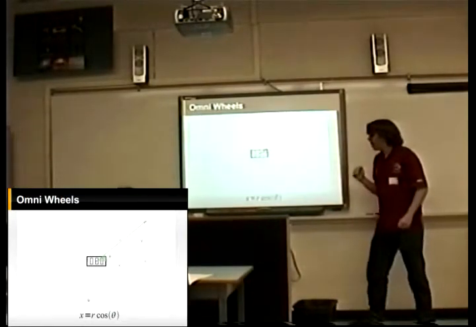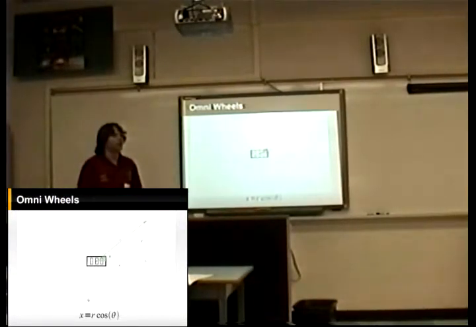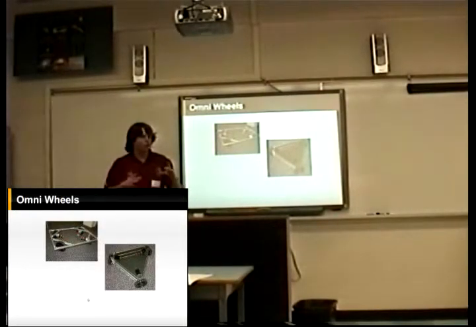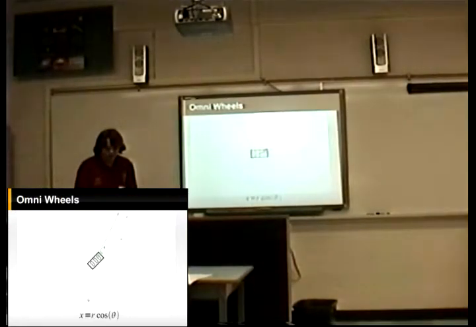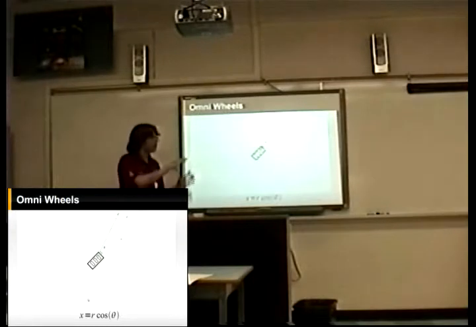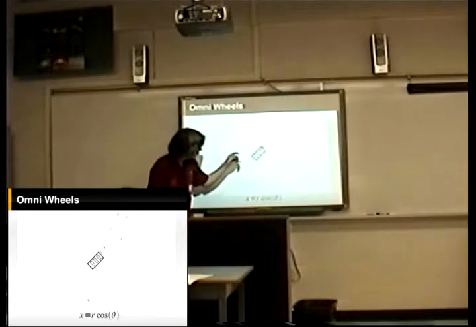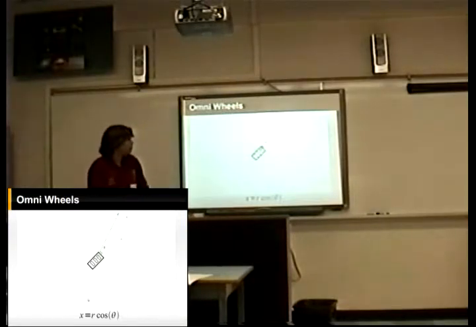Now, the problem is most people don't want to put their Omni wheels directly horizontal. In fact, most designs for Omni wheels have them at 45-degree angles or in a triangle kind of configuration. So the thing to realize is if we rotate the Omni wheel, none of the physics change. X is still equal to R cos theta. The difference is it's a little more difficult to find theta because it's not just as simple as the angle of the vector.